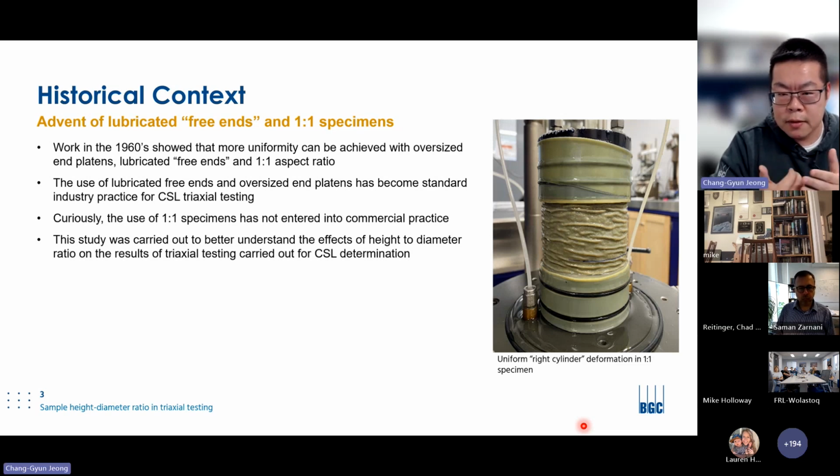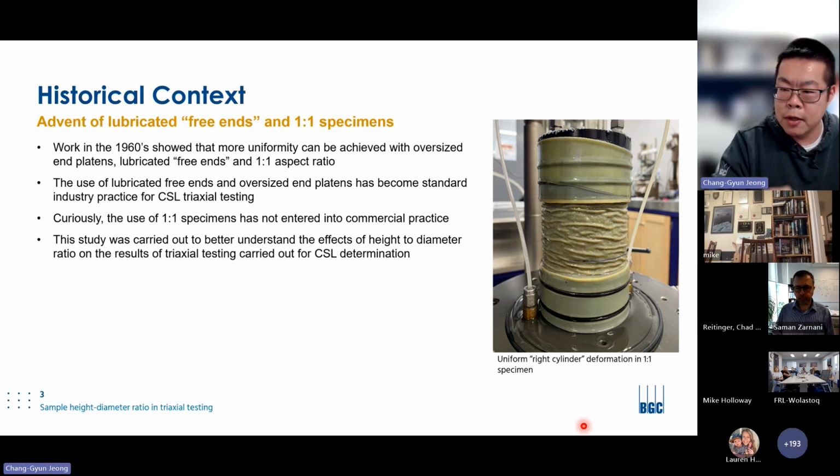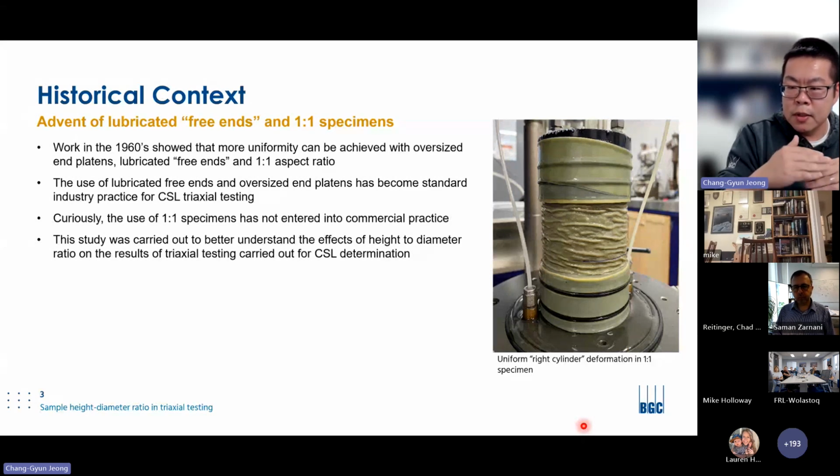So lubricated, just to give you a context, lubricated free end is the technique to minimize the friction between the soil specimen and the end platen so that the sample can freely deform at the end. And this is done by putting in two pineapple-shaped latex membranes with a hole in the center to allow sample drainage, and putting grease in between the membranes so they can freely move.